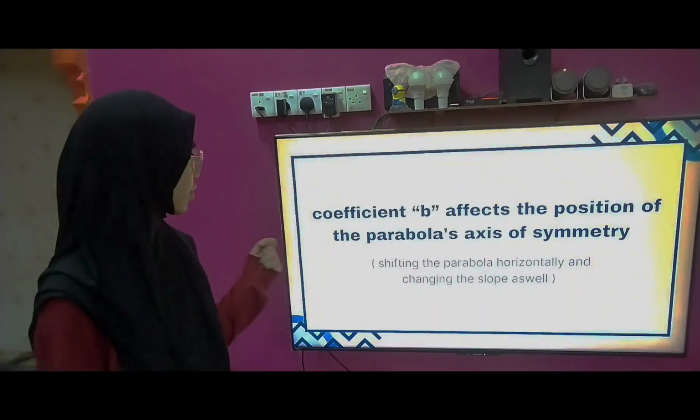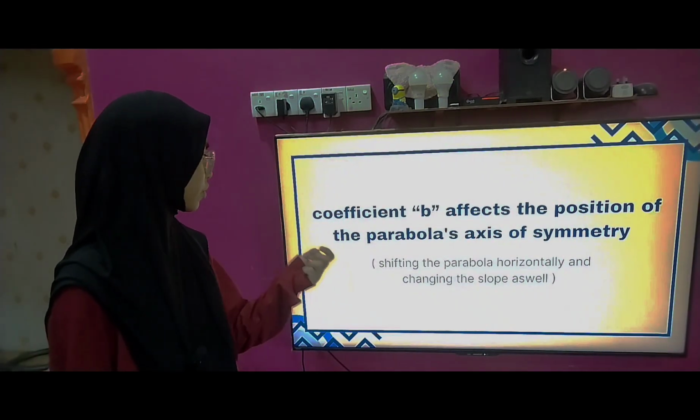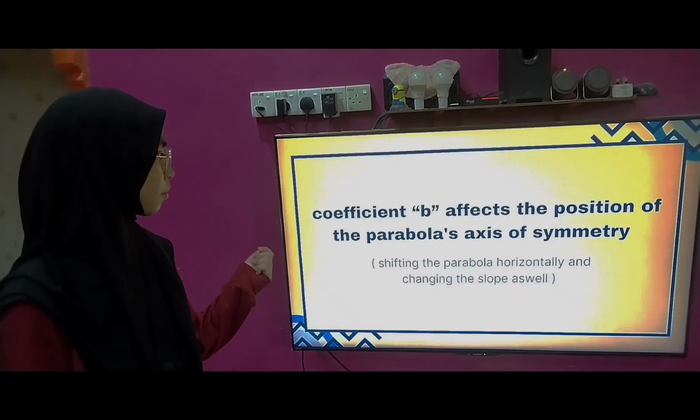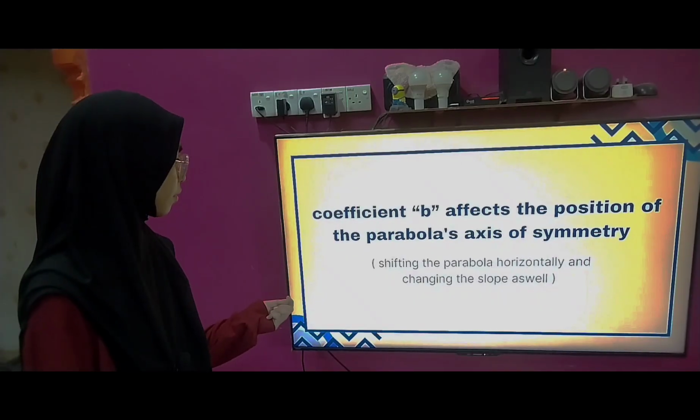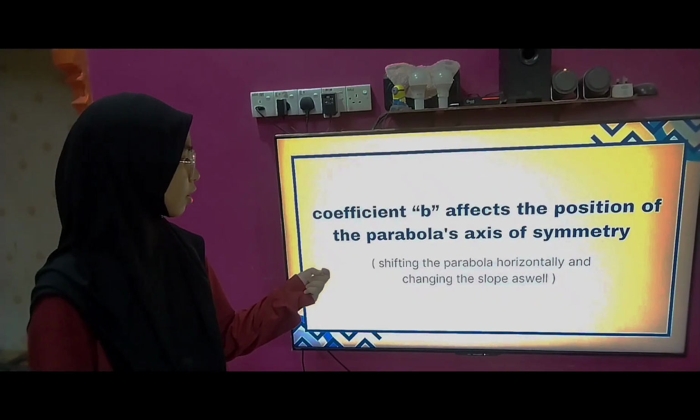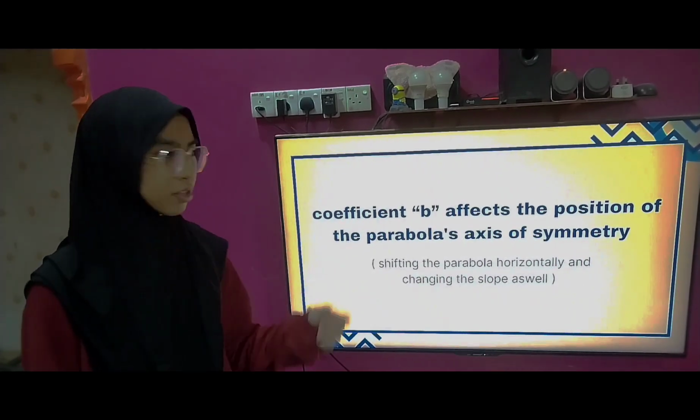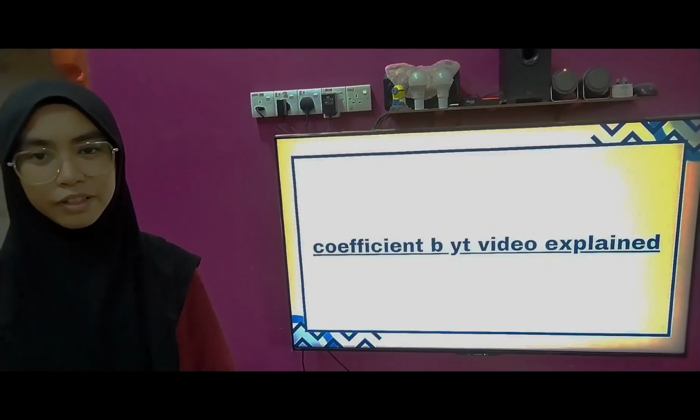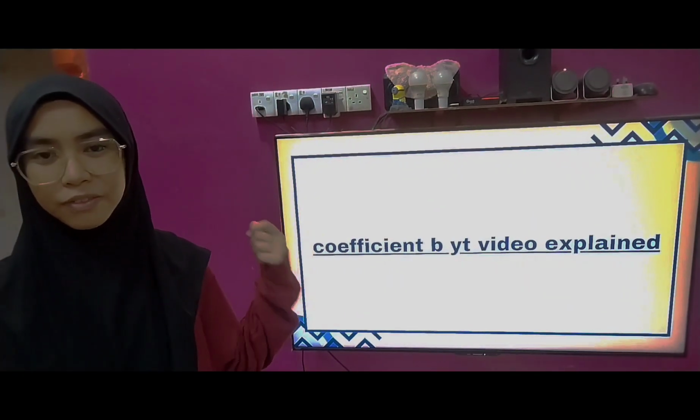Now we'll get to coefficient B, which affects the position of the parabola's axis of symmetry, meaning it shifts the parabola horizontally and changes the slope as well. I'm going to show you a video for how to find the B.